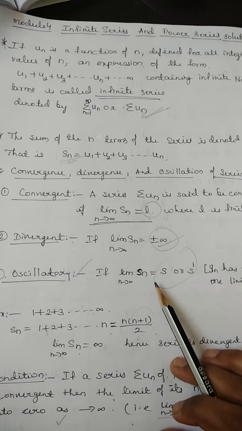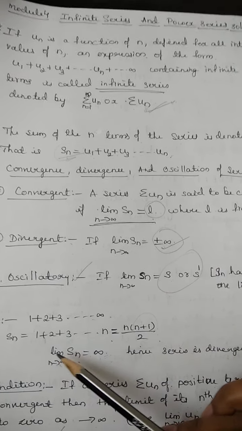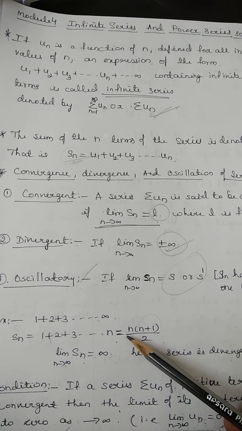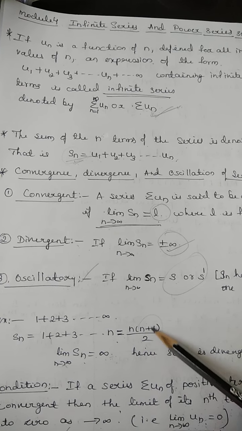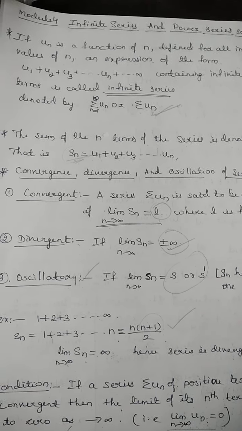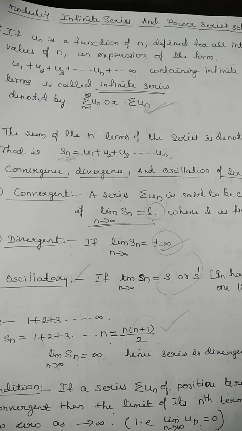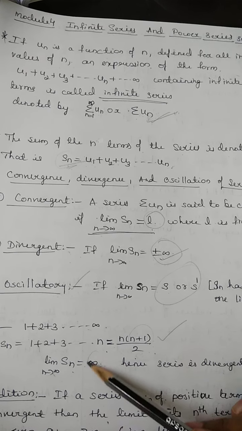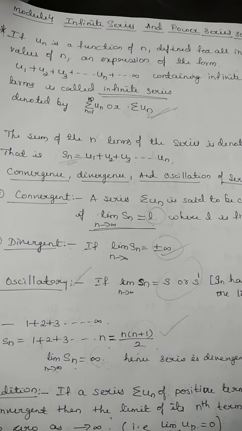Here is a small example: 1 plus 2 plus 3 and so on up to n. The sum of n terms is n into n plus 1 upon 2. This is the sum of the n terms. When you apply the limit to this sum of n terms, you get infinity, which is divergent.